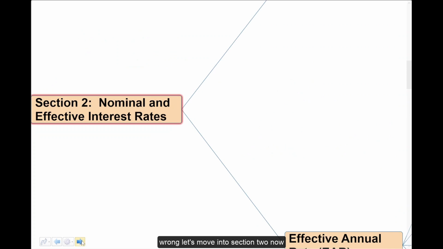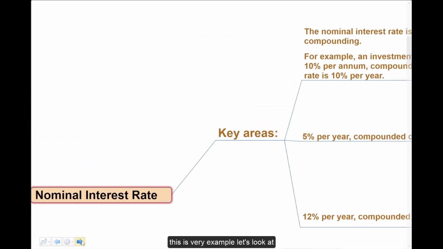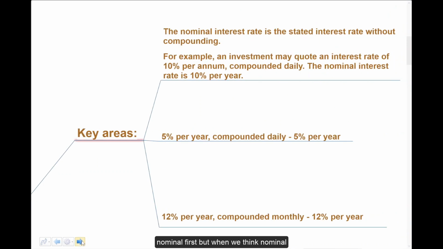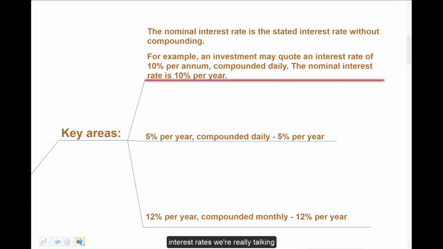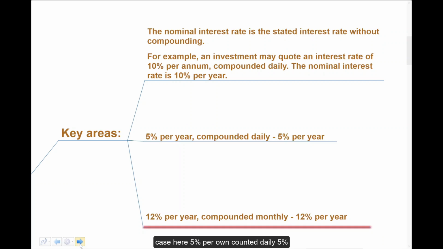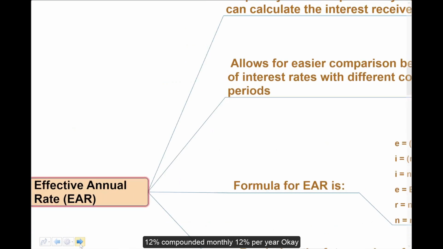Let's move into section 2 now, nominal and effective interest rates. And this is very examinable. Let's look at nominal first. When we think nominal interest rates, we're really talking about the idea of a stated interest rate without compounding in any way, shape or form. So for example, an investment may quote an interest rate of 10% per annum compounded daily, nominal interest rate 10% per year, as is the case here. 5% per annum compounded daily, 5%, 12% compounded monthly, 12% per year.